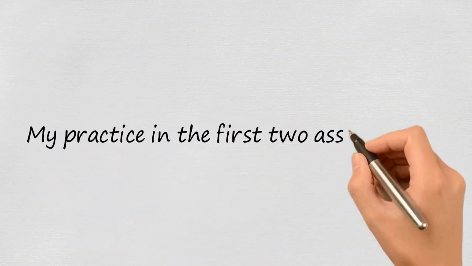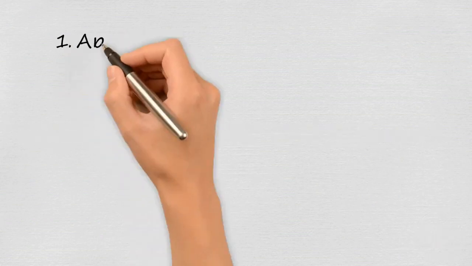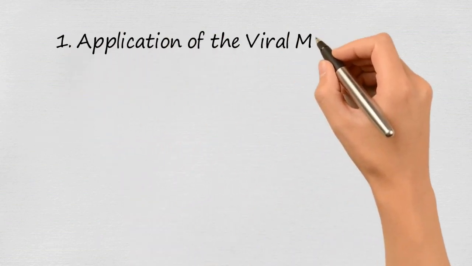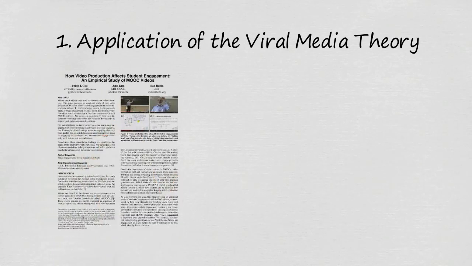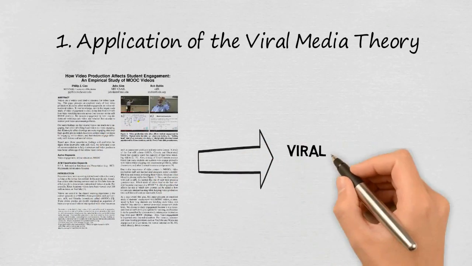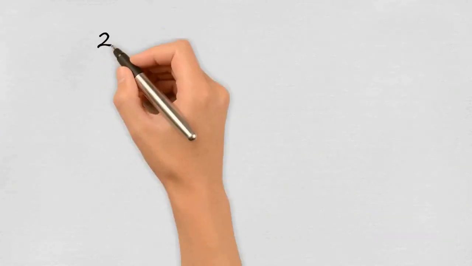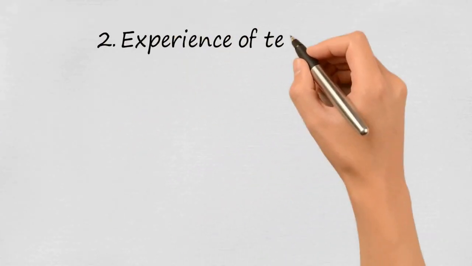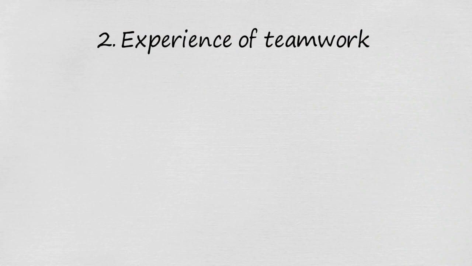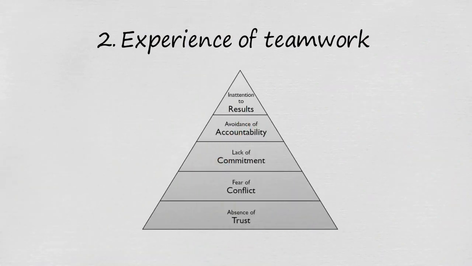In this video essay, I will evaluate my practice in the first two assignments. In the first section, I'm going to reflect on my application of the overall media theory. The research by Guo, Kim, and Rubin will be used to discuss the overall performance and the genre characteristics of my videos. For the later section, I will evaluate the experience of teamwork in the group project, especially how we improve team functionality based on Lencioni's 5 dysfunctions framework.